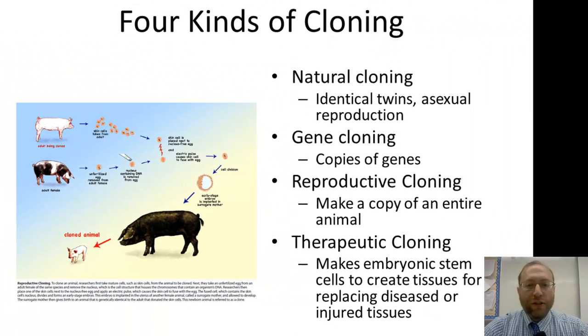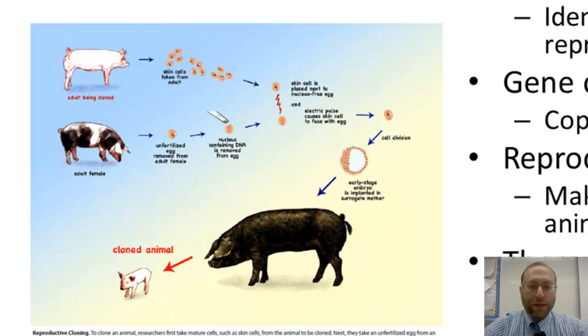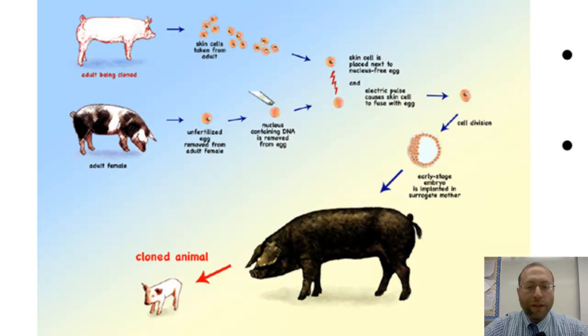Which brings us to cloning, because that was one part of cloning. First is natural cloning. Natural cloning is basically asexual reproduction, like all the types we talked about before when doing the reproduction unit, and also identical twins are a method of cloning. Then there's gene cloning, where you're making copies of the genes, and that's what we just discussed. Reproductive cloning is where a copy of an entire animal is made.